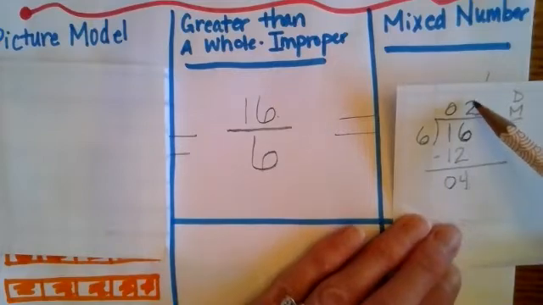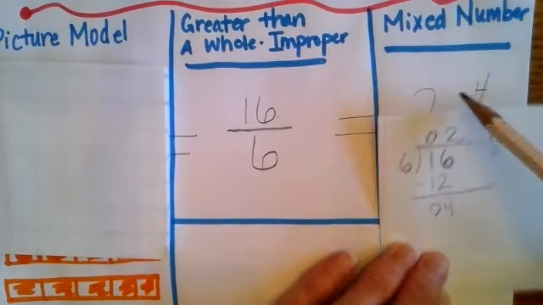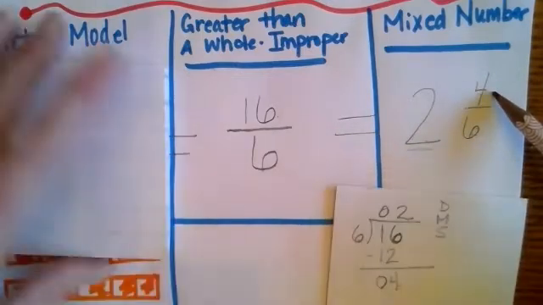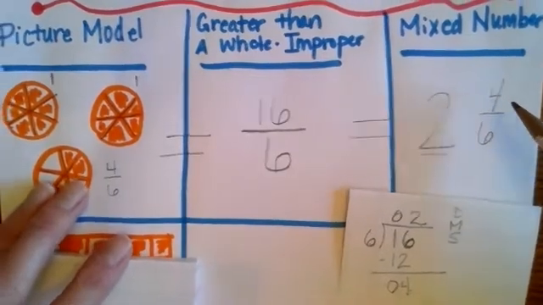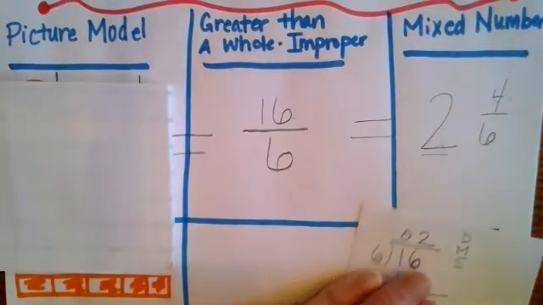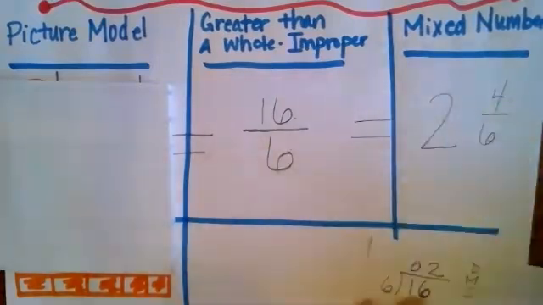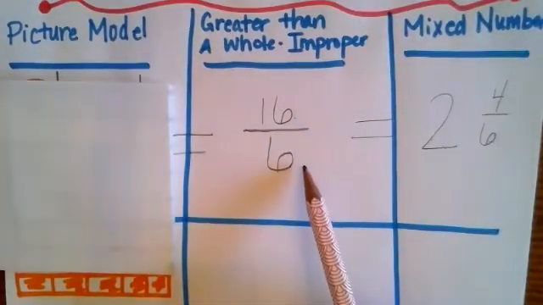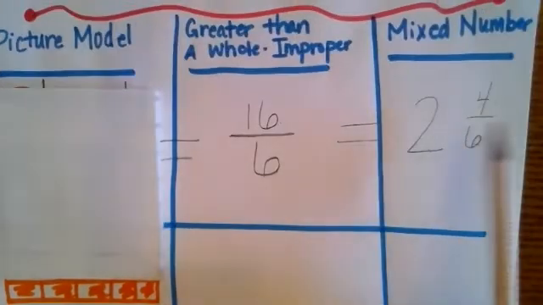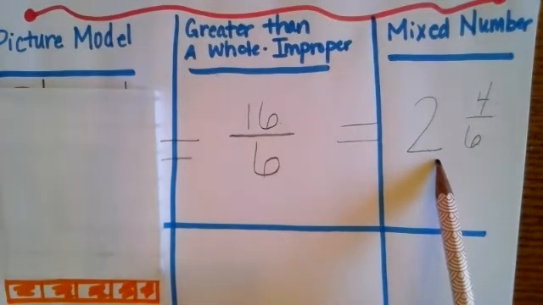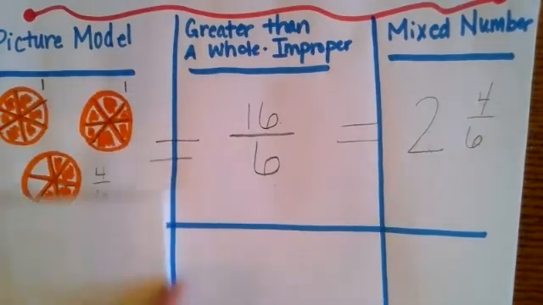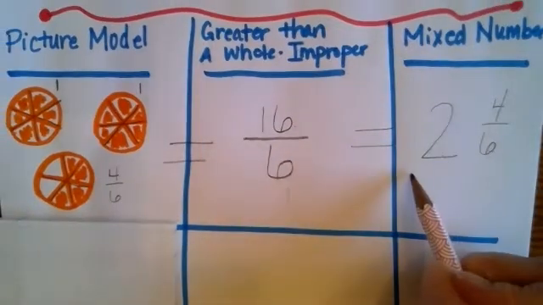We divided. We just have to train our brain, okay, that your quotient is the whole number. The remainder becomes your numerator because that represents what's remaining in that other drawing. And then the denominator stays the same because that's the number of parts in each whole. Now, that's going from a fraction greater than a whole, or an improper fraction, to a mixed number. You all know that we can also go from a mixed number to a fraction greater than a whole.